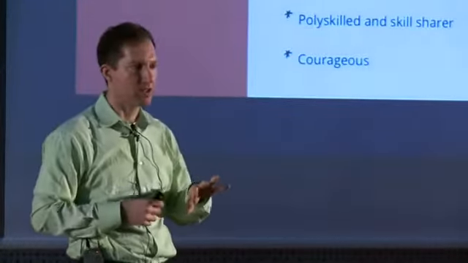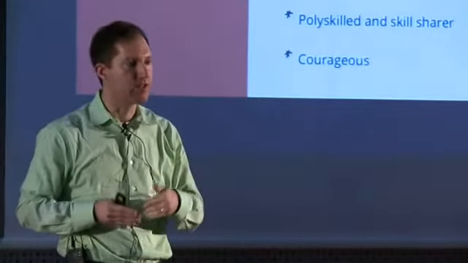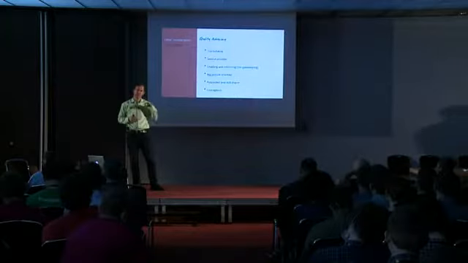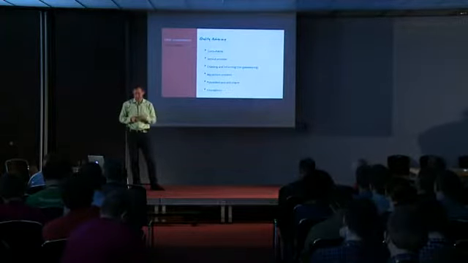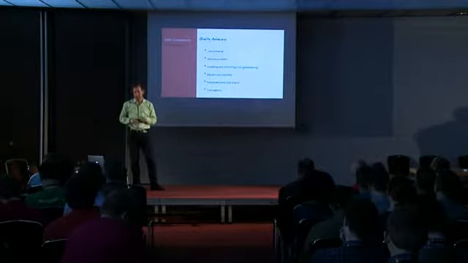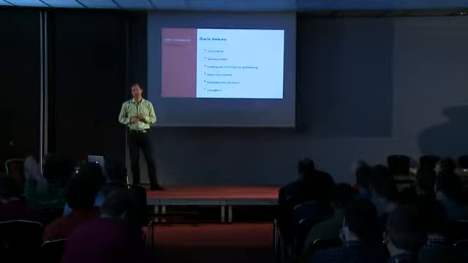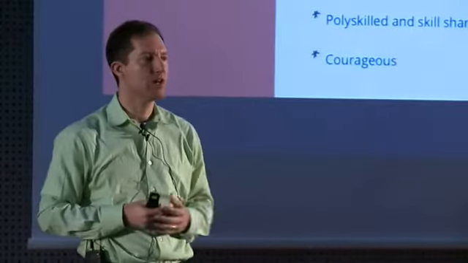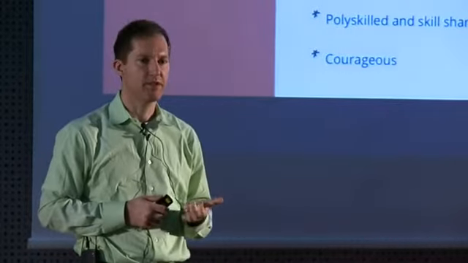So, big picture oriented. A lot of times testing involves very detailed work. This is taking a higher view of our process, of how QA fits in. Polyskilled and skill share. Just like any good developer on a team is polyskilled, we want QAs to be polyskilled as well. So have some technical knowledge, technical skill, but also be able to share the testing skills that testers have with developers.